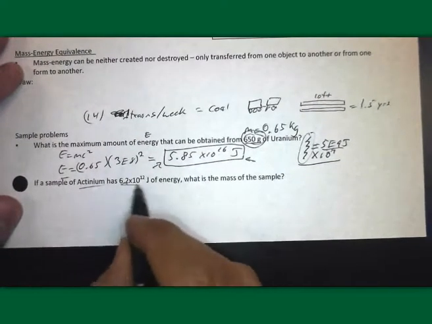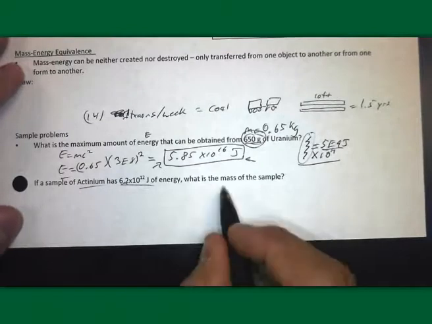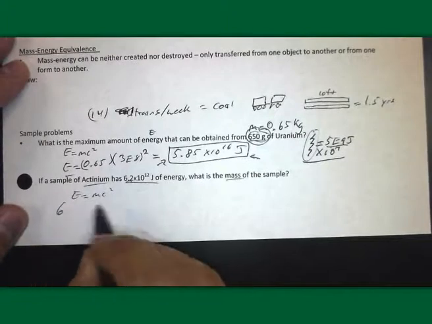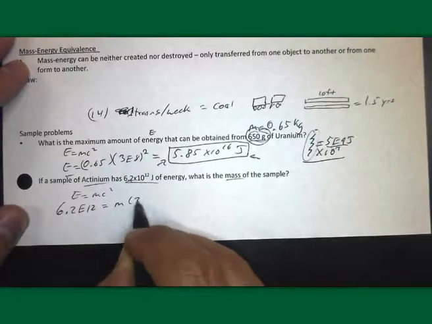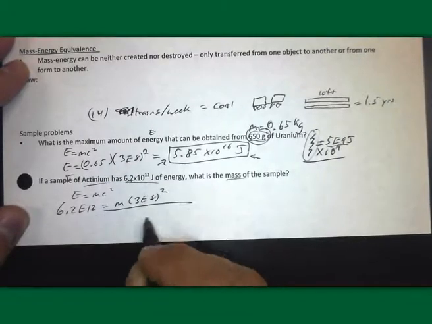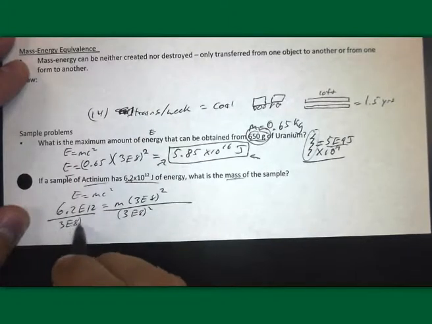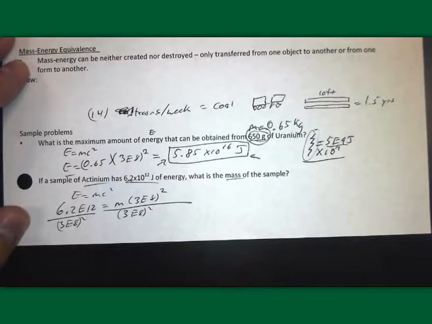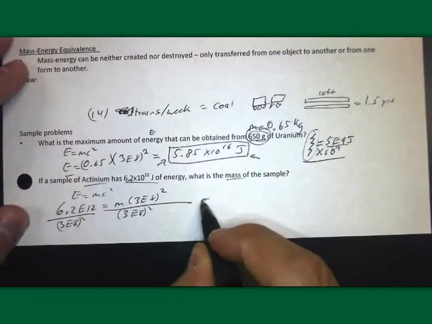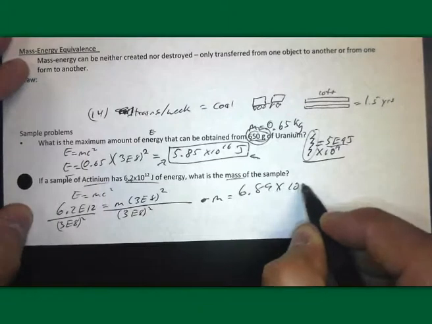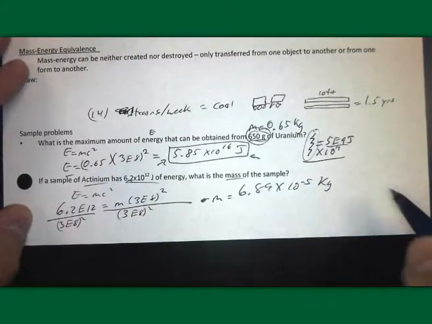Second problem: actinium has 6.2 times 10 to the 12 joules of energy. What is the mass of the sample? Once again, E equals mc squared. The energy is 6.2 times 10 to the 12th. Solving for mass, and c is 3 times 10 to the 8th squared. Divide by (3 times 10 to the 8th) squared. And if you do that, 6.2 times 10 to the 12th divided by (3 times 10 to the 8th) squared, you get a mass of 6.89 times 10 to the negative 5th kilograms.